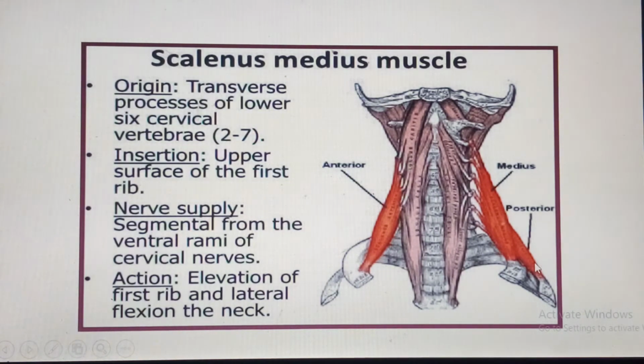That one originates, it's very small, from what we call C5 all the way to C7 transverse processes, and of course inserts on the superior aspect of rib number 2. So it tells you that by way of action it will help elevate rib 2. Apart from that, it helps in lateral flexion of the neck. I told you that all these scalenus muscles will help in lateral flexion of the neck.